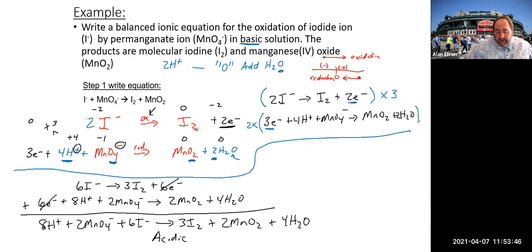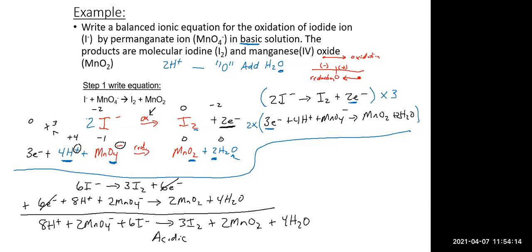And again, we should be balanced both ways at this point. 8 hydrogens on both sides, 2 Mns, 8 oxygens on both sides, 6 iodides on both sides. Grand total of charge on the left-hand side, 8 positives and 8 negatives is 0, and 0 on the right-hand side. So if we were doing this in acidic solutions, we actually would be done at this point. Any questions up to here?